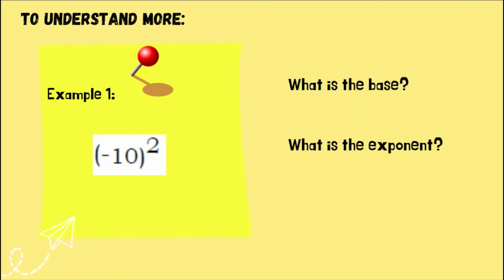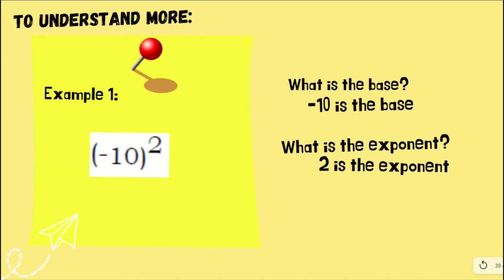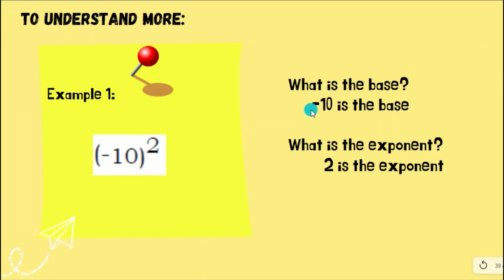So the example here is negative 10 raised to 2. First, we must know what is the base and then what is the exponent in this exponential notation or exponential form. So the base here is negative 10, which is here, and the exponent here is 2, which is in the upper right corner of the base. Okay, so let us expand this exponential form.